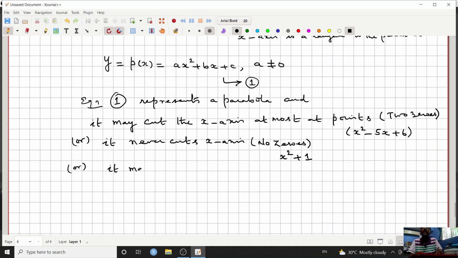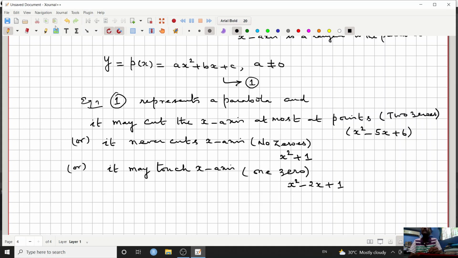Or it may touch the x-axis once, at 1 point. So there are 3 possibilities. These are the only 3 possibilities. An example of that is x square minus 2x plus 1.